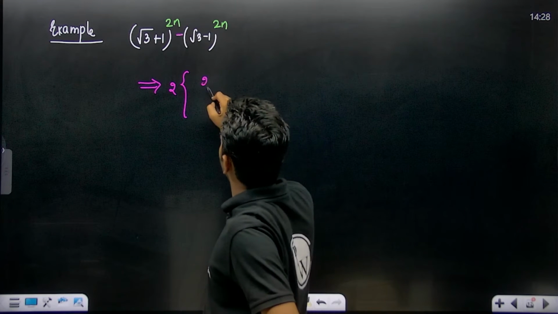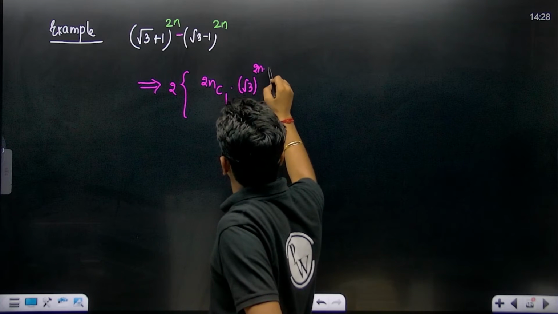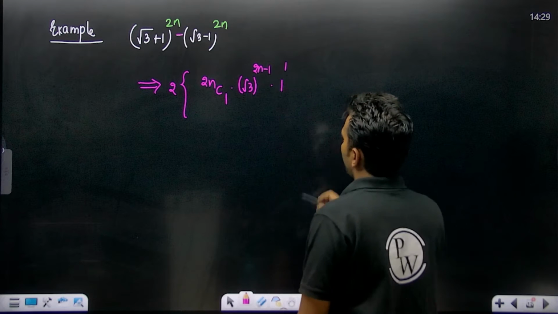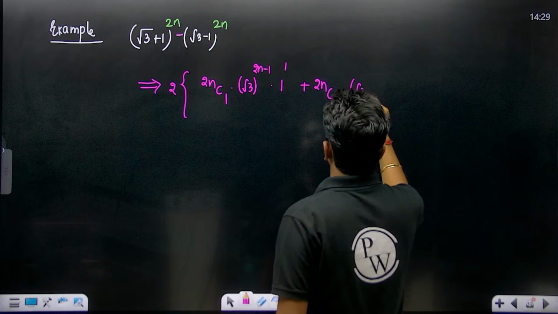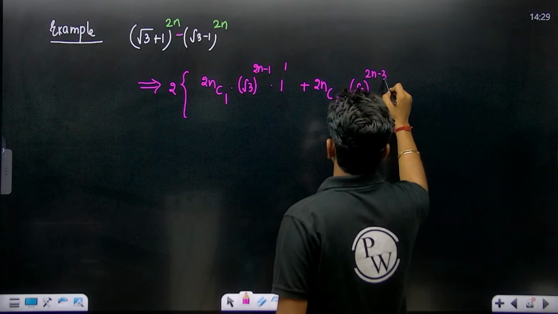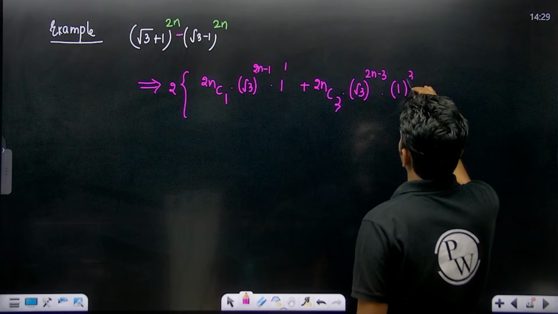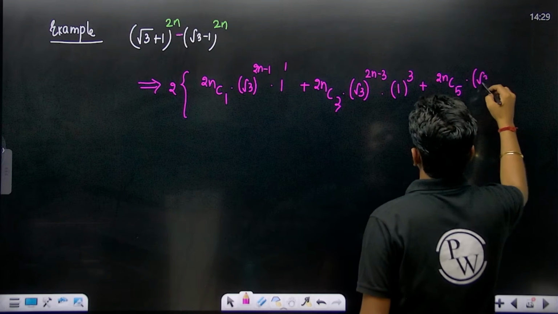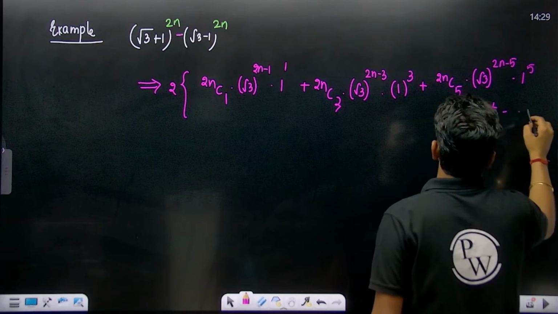So over here it is going to be 2n c1 root 3 to the power 2n minus 1 into 1 to the power 1, plus 2n c3 into root 3 to the power 2n minus 3 into 1 to the power 3, plus 2n c5 into root 3 to the power 2n minus 5 into 1 to the power 5, and so on. Terms will come.